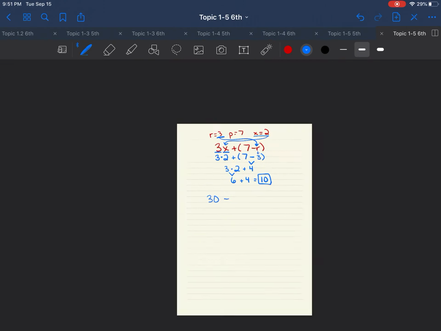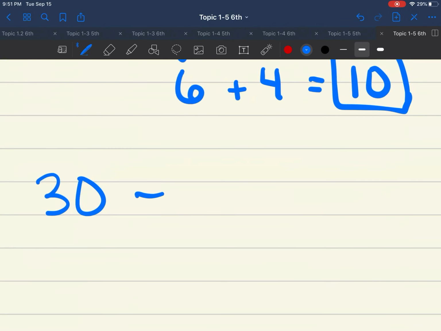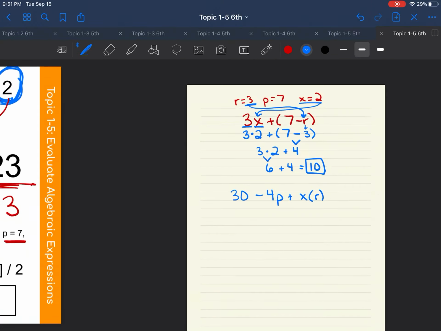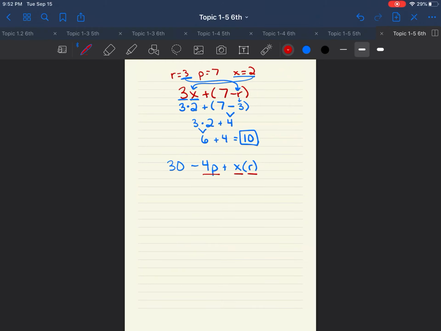So we have 30 minus 4p plus x parentheses r. So I know already that the x and the r are being multiplied. And same thing with the 4 and the p. Coefficient variable smushed together, multiplication. 2 variables with parentheses, multiplication.